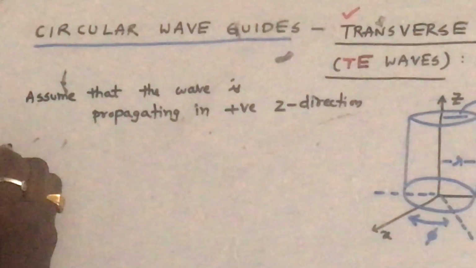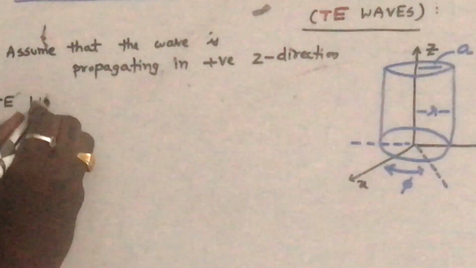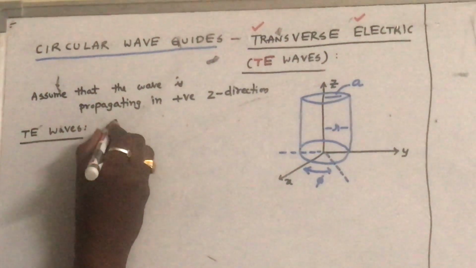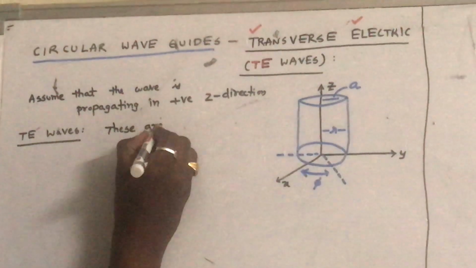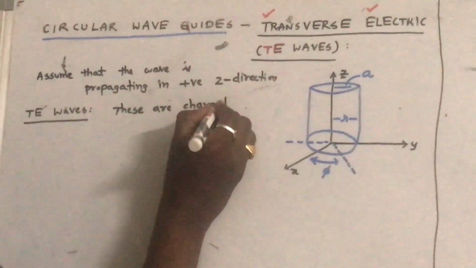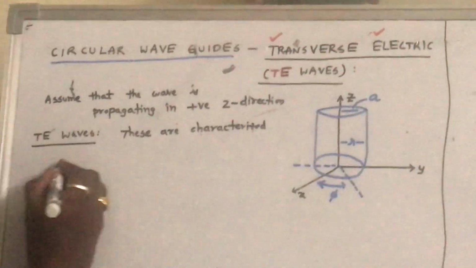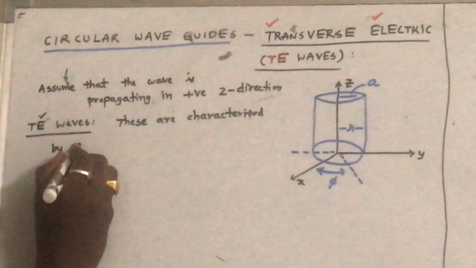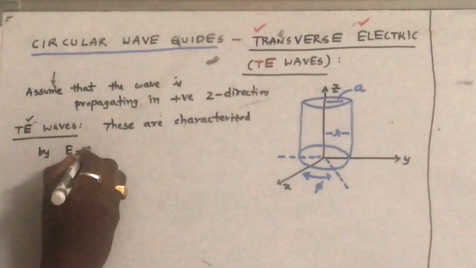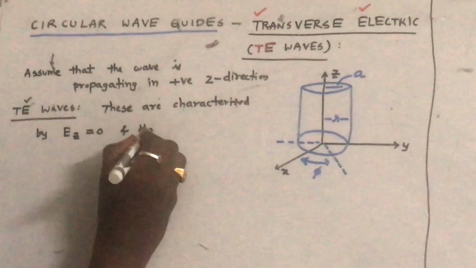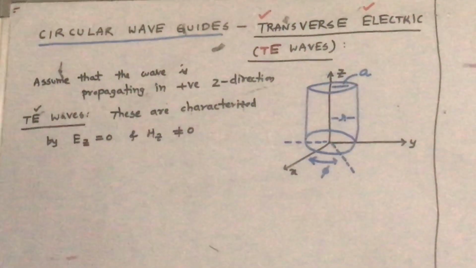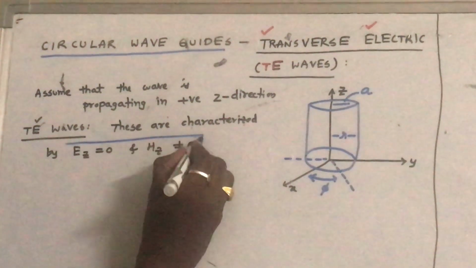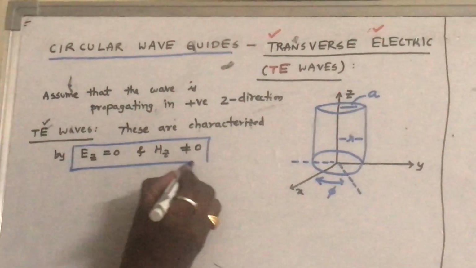Now coming to the definition of TE waves. T stands for transverse electric waves. These are characterized by, simply TE, so there is a letter E. Just take Ez is equal to 0 and Hz is not equal to 0. So TE waves are characterized by Ez is equal to 0 and Hz is not equal to 0.